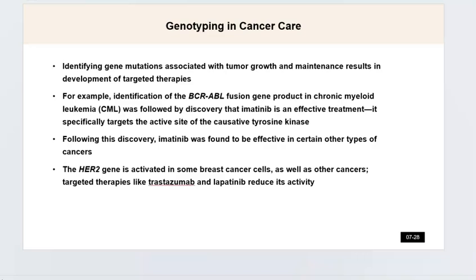The other thing is these genes take time. The genotyping takes time. And that can be very frustrating for the patient and the provider, because you're waiting 1 to 2 weeks, sometimes 3 weeks, to get these genotyping back. Since we did discover imatinib, we've now discovered it's helpful in other types of therapy as well.